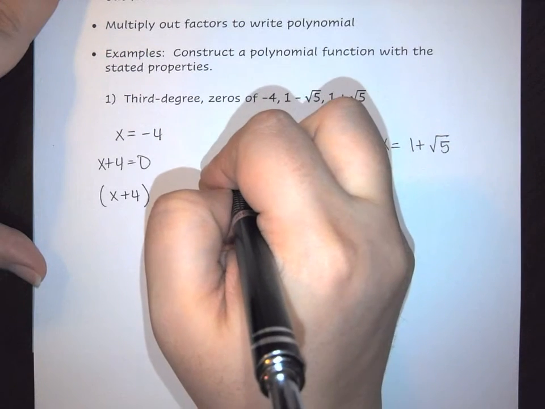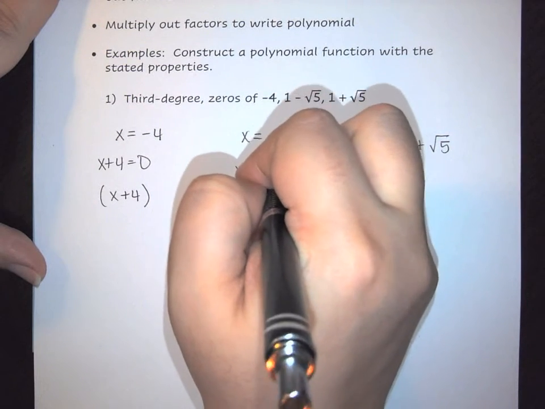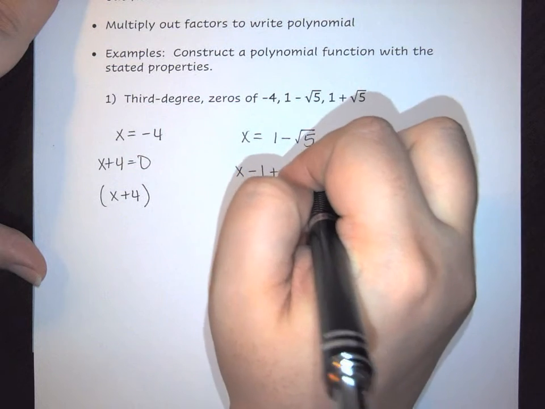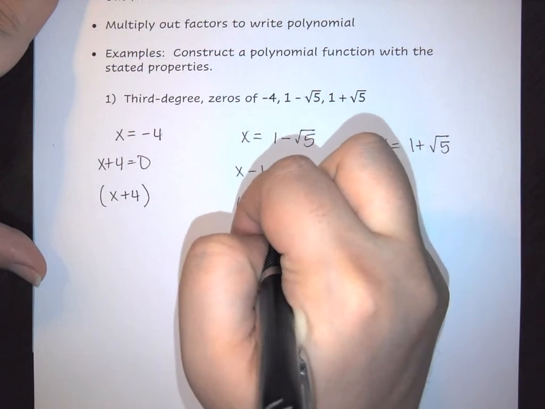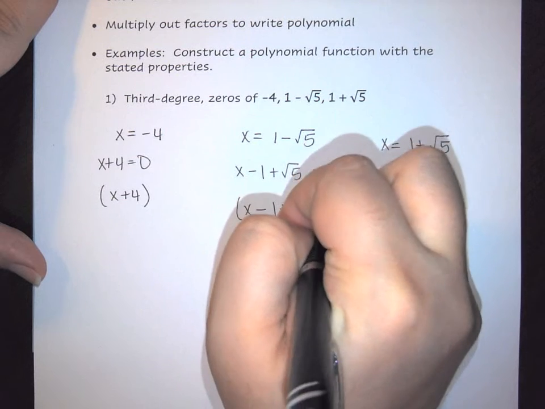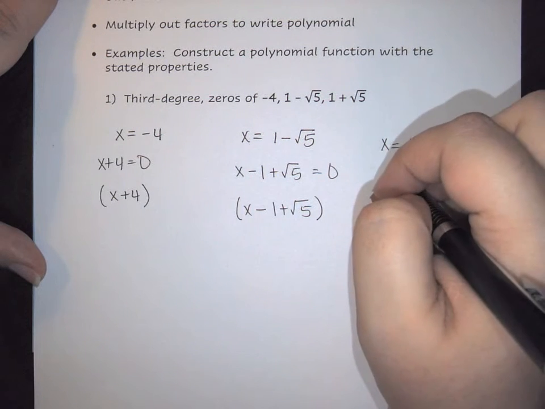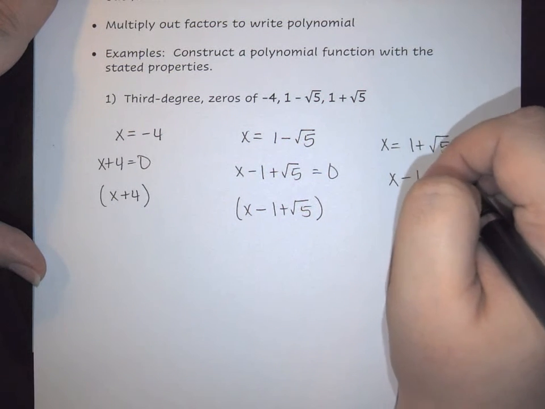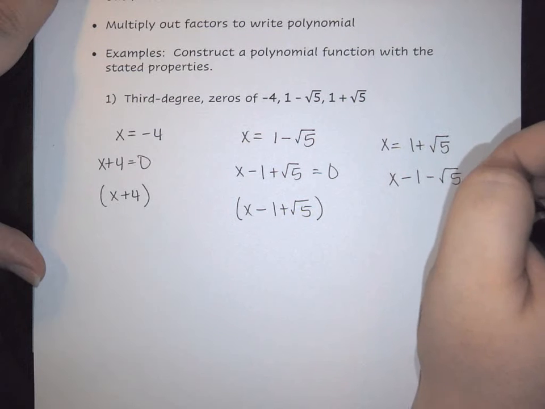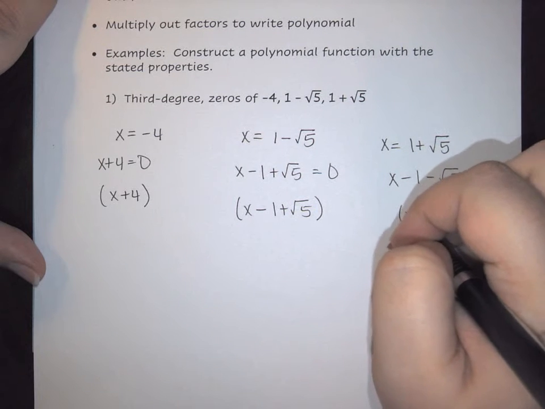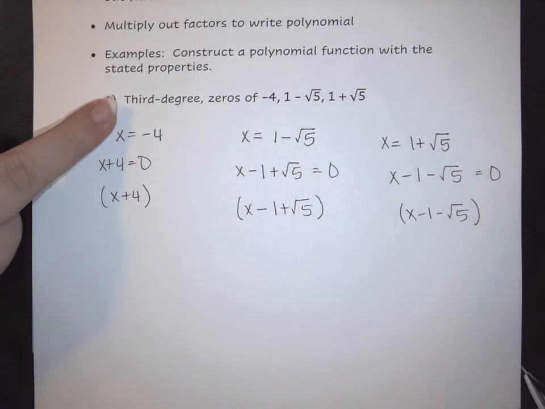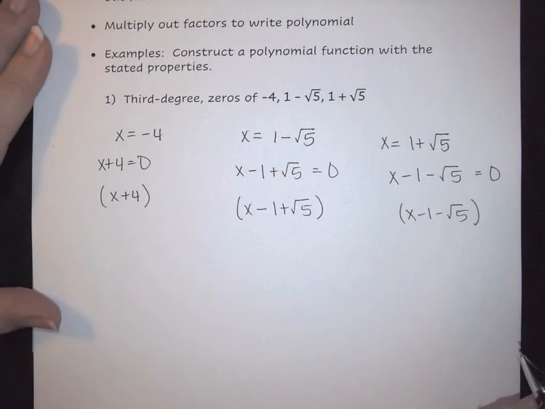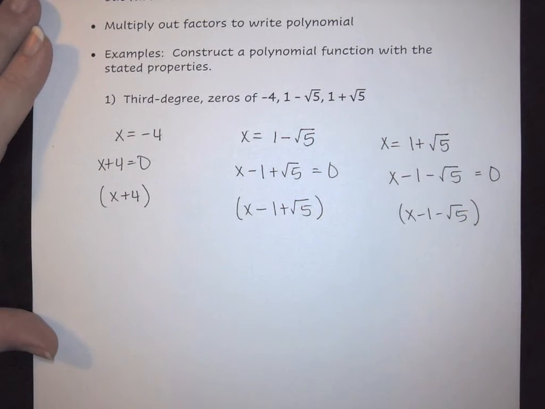Here this is going to become x minus 1 plus the square root of 5 equals 0. So the factor is x minus 1 plus the square root of 5. Then we have x minus 1 minus the square root of 5 equals 0. So my factor is x minus 1 minus the square root of 5. Now I have third degree, which means I only need 3 zeros, so all of these zeros have a multiplicity of 1, so I've got them all.